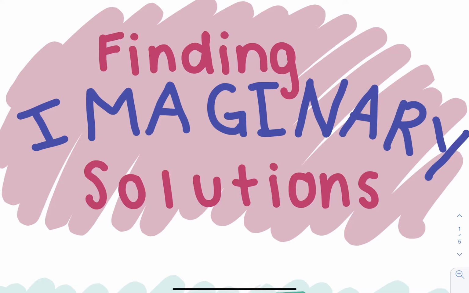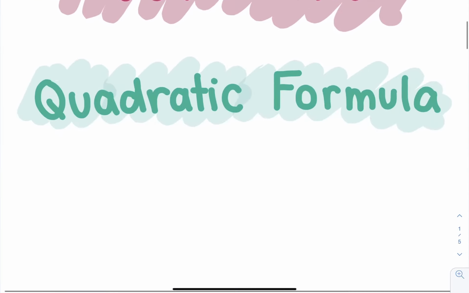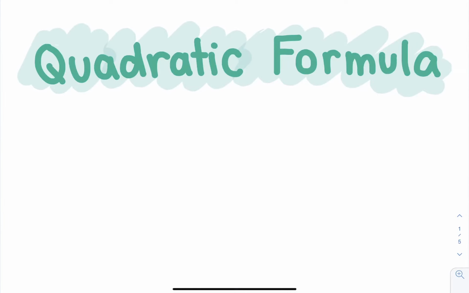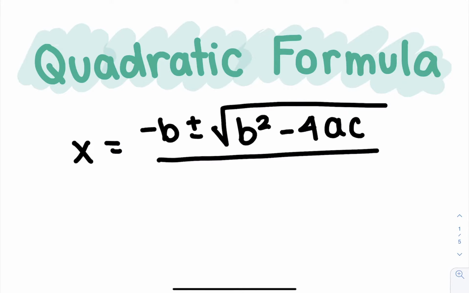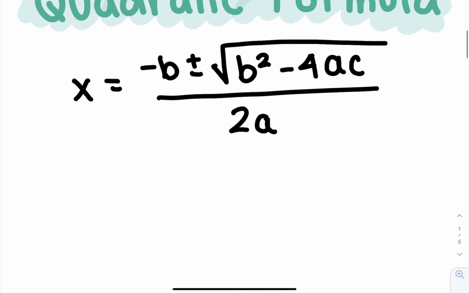Today we're going to find out how to find imaginary solutions. The first thing that we have to remember is the quadratic formula. We know the quadratic formula is x equals negative b plus or minus the square root of b squared minus 4ac all over 2a. And we know we can use this formula to find solutions for quadratics. So that's how we're going to start these first examples.